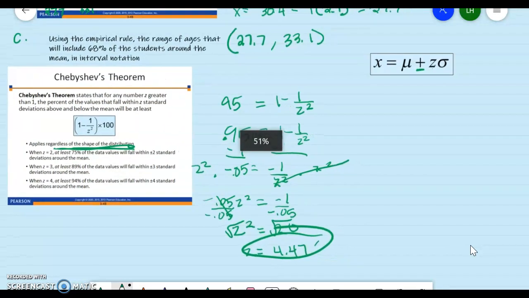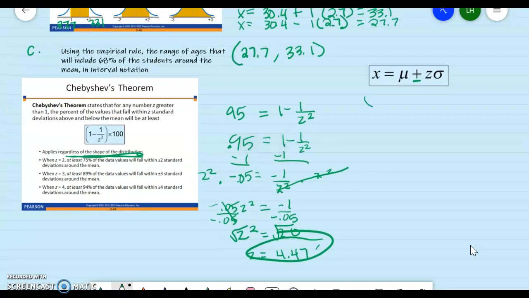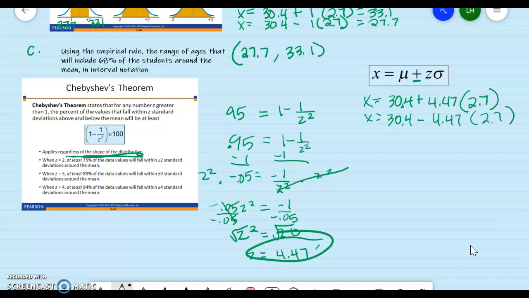Okay, so x is 30.4 plus z, which we just got as 4.47, times the standard deviation, which is 2.7, and we're going to do that for the lower value by subtracting, and plug that into your calculator to get your interval. Okay, and you're rounding to 2 decimal places, so our interval would be 18.3 to 42.5.